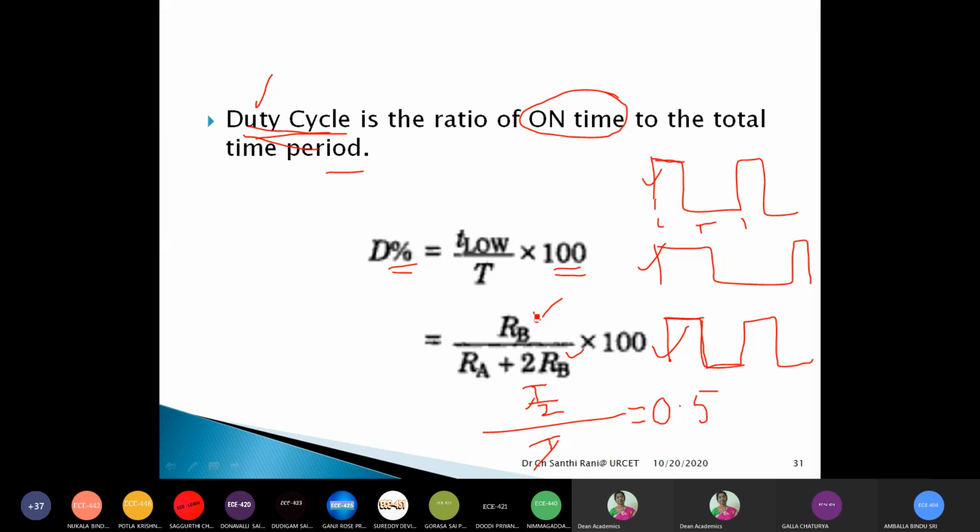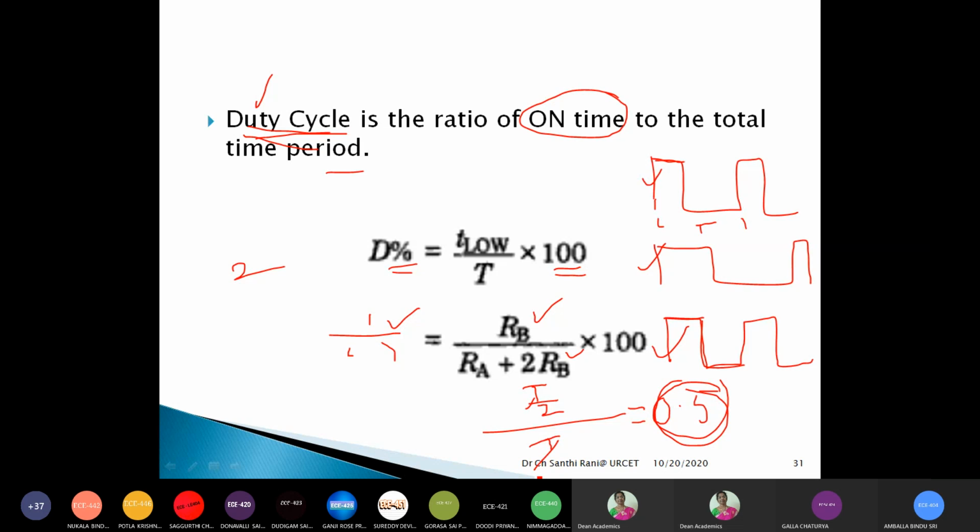So when this numerator is smaller and the denominator is larger, you will get less than 50% duty cycle for this type of astable multi. For example, let us say RB is 1 kilo ohm and RA is 2 kilo ohms. Then RB by 2 kilo ohms plus again 2 kilo ohms, so a higher value in the denominator you will get. Therefore, naturally it will be less than 50% duty cycle with this type of arrangement.